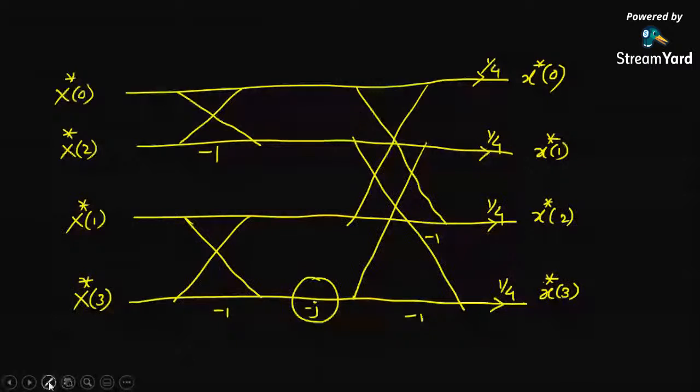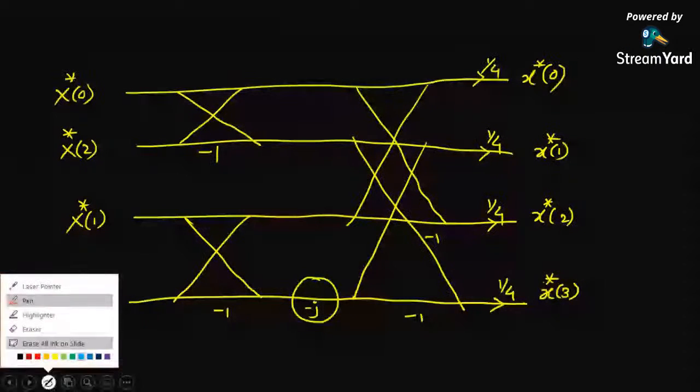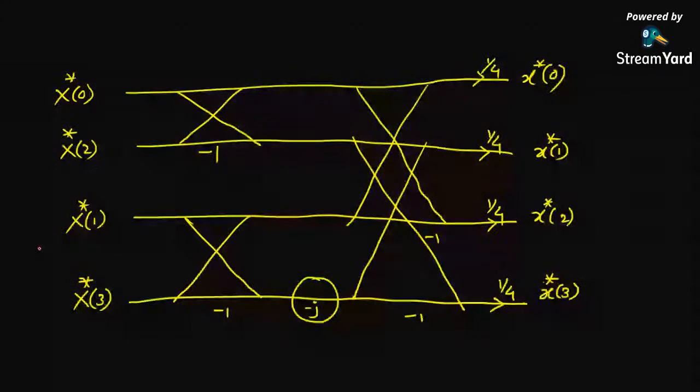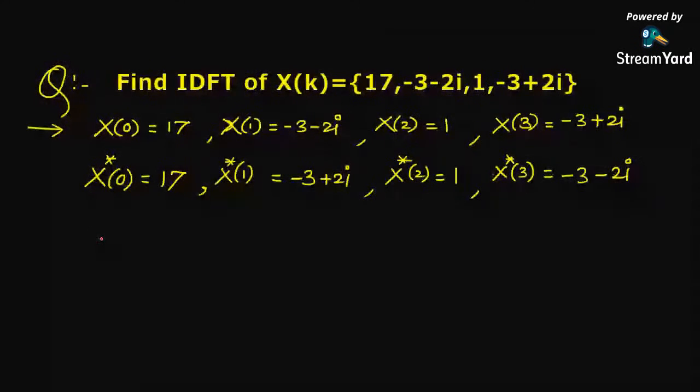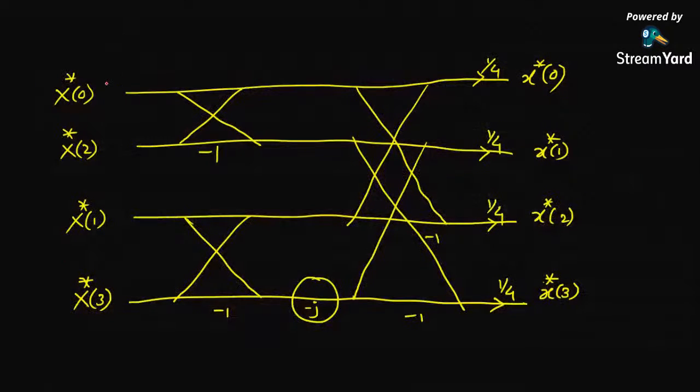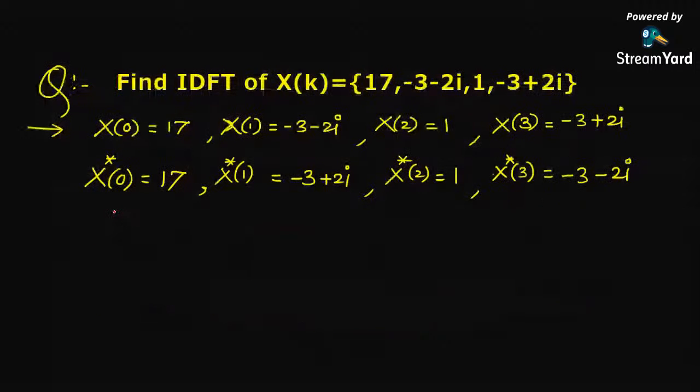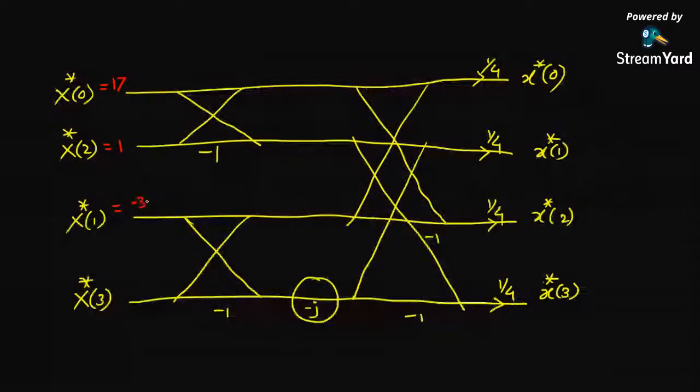Now put the values. The values are, what is x0? X0 is 17, so you can have the value as 17. Second, x2 is 1, x1 is minus 3 plus 2i, and x3 is minus 3 minus 2i.